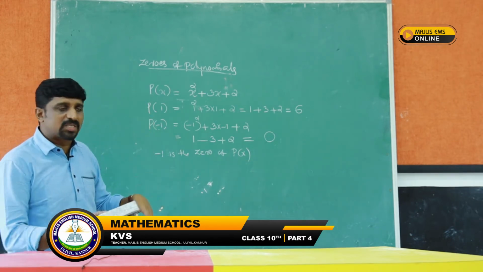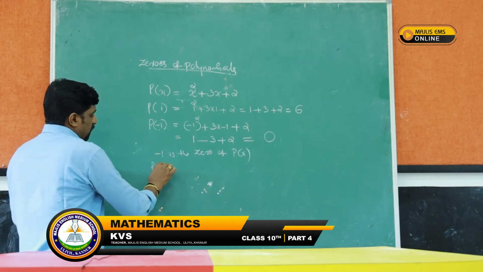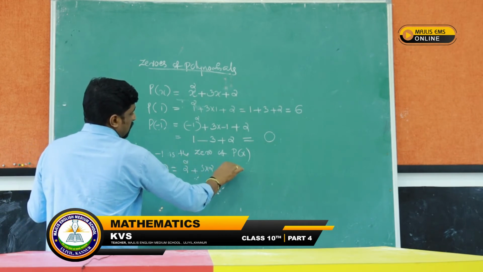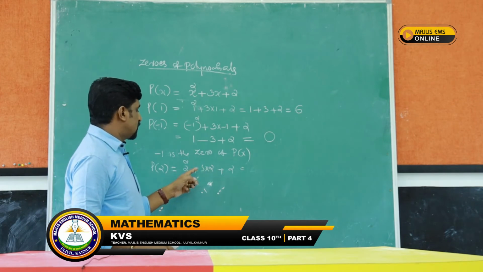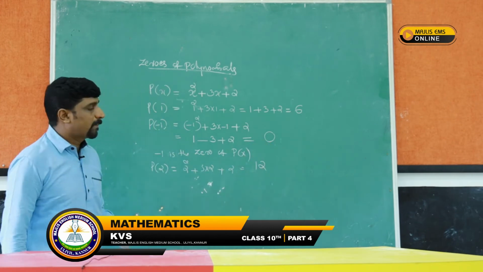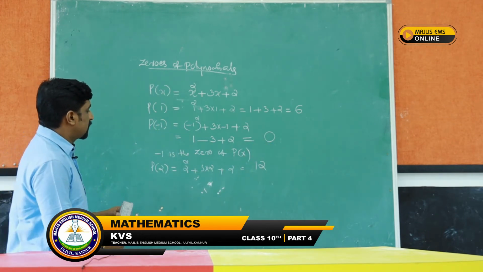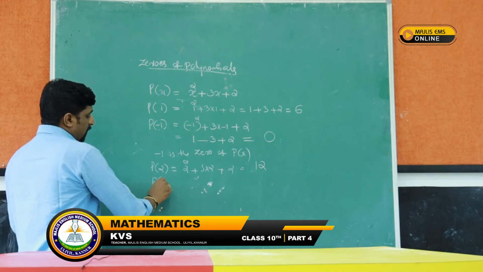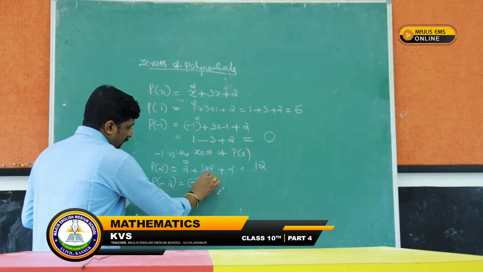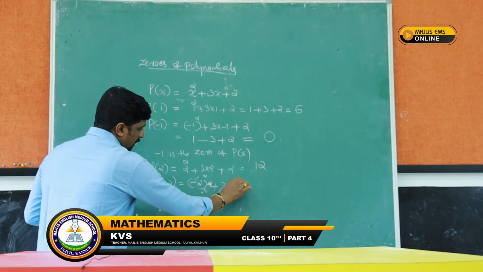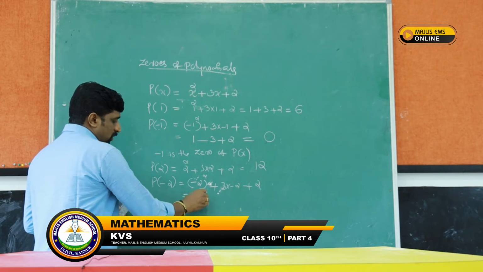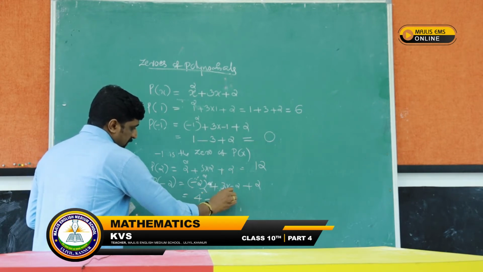Let us find any other zeros. Next, p of 2. P of 2 means 2 square plus 3 into 2 plus 2. 2 square is 4, 3 into 2 is 6, 6 plus 4 is 10, and the answer you get is 12. In the same way, you can find p of minus 2. P of minus 2 means minus 2 square plus 3 into minus 2 plus 2. Minus 2 square is 4, 3 into minus 2 is minus 6, plus 2.